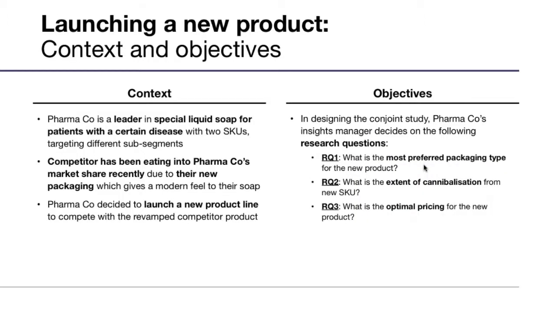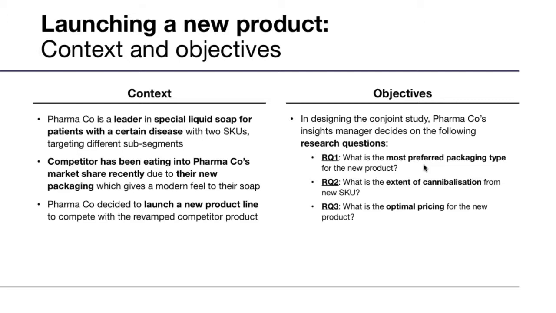Now we are going to go through an example very briefly of a very typical new product launch situation. In this case, it's a pharma company, which is a leader in special liquid soap that is suitable for patients with a particular skin disease. That company has currently 2 SKUs in the market, and it has noticed that a competitor has been eating into its share recently. So what they want to do is find a new SKU they could launch with new packaging that will help them reverse the trend. And now they have 3 questions that they need to answer.